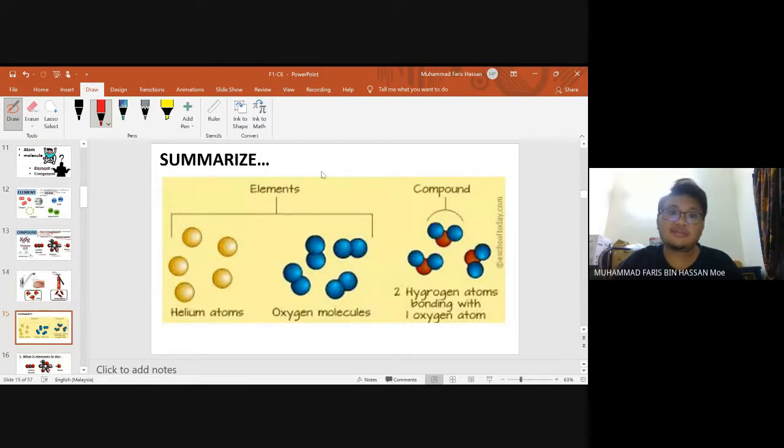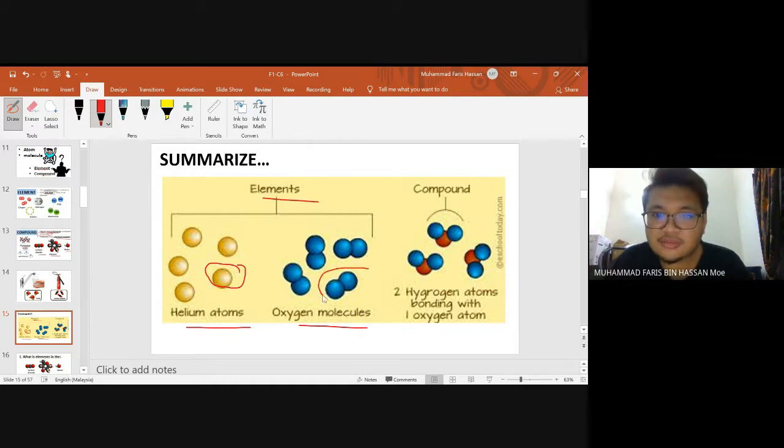So this is a summary of what you already learned before. Elements are such as helium atoms and oxygen molecules, where the helium atom contains only one atom for each particle, and the molecule contains more than one, maybe 2 or maybe 3. A compound is chemically combined to form a new substance, such as 2 hydrogen atoms combined with one oxygen to form water.